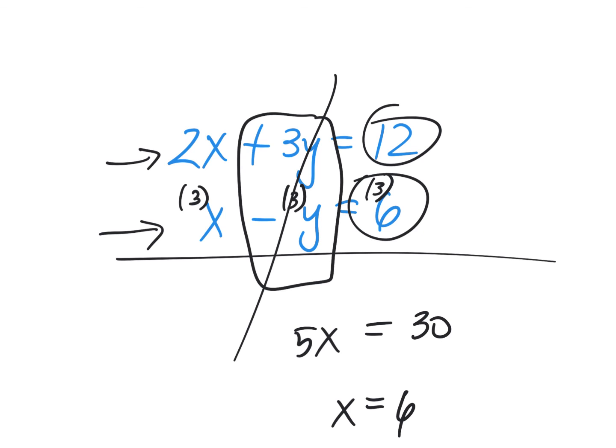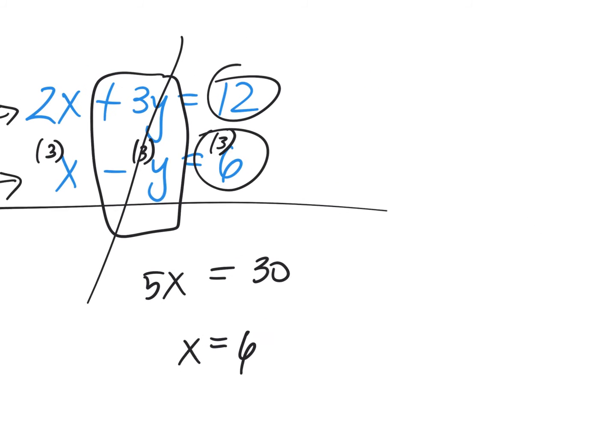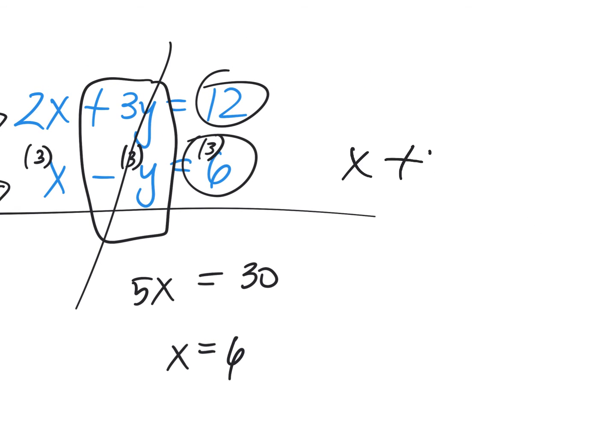Did you guys get 6? I'm seeing a lot of nods. Yay. And then, ooh, that's kind of cool. I can use the bottom equation, x plus y equals 6. And if x is 6, what's y got to be? 0. y must equal 0. y equals 0, so 6 comma 0.